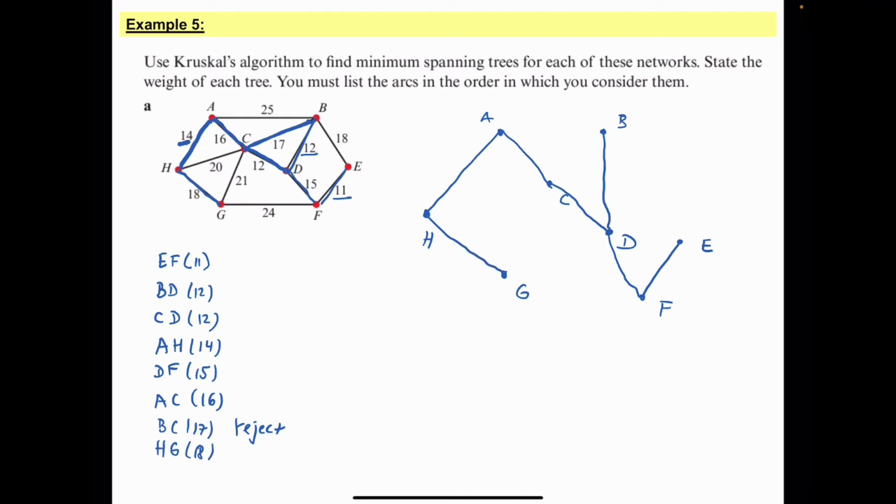You also had options for the BE, but that would create a cycle. So you could either reject this one and add HH or HG, or you can just switch them. So add HG first and reject the rest of them because you are actually finished. Reject the rest.